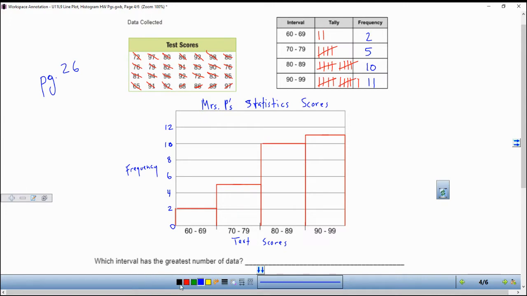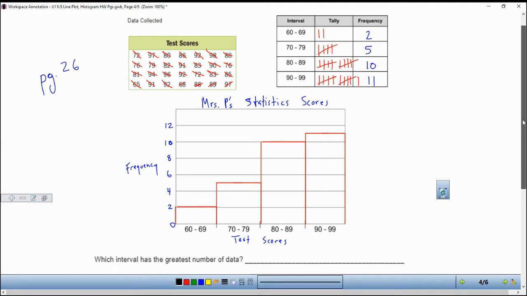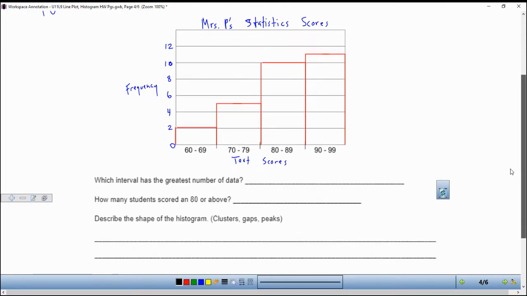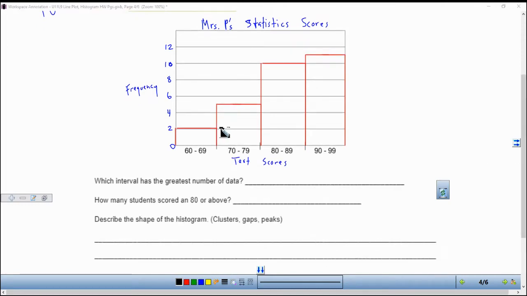Now, before we move on, we're going to answer some questions about this histogram. Let's just label the numbers for each interval. First interval is 2 data points in that interval. The second interval is 5. This will just help us see the data a little bit more easily. 80 to 89 is 10. 90 to 99 is 11, which was 28 total data points.